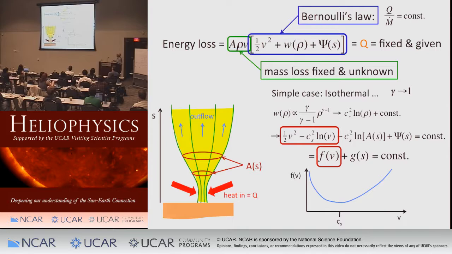And if I look at this function of velocity, it actually has a minimum at the sound speed. So if v gets very small, then this logarithm gets very big, and it blows up. If v gets very big, then this v squared gets very big, and it blows up. The point where the two balance is right at the sound speed. So I have two different branches where I can have a given value of this constant.